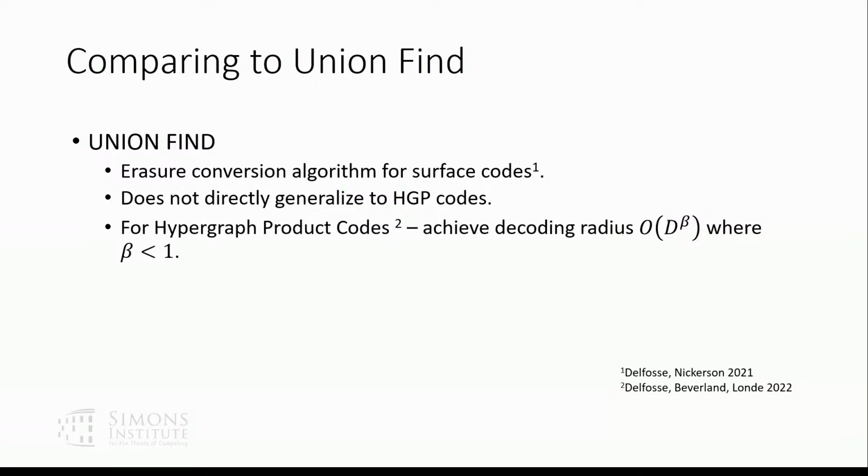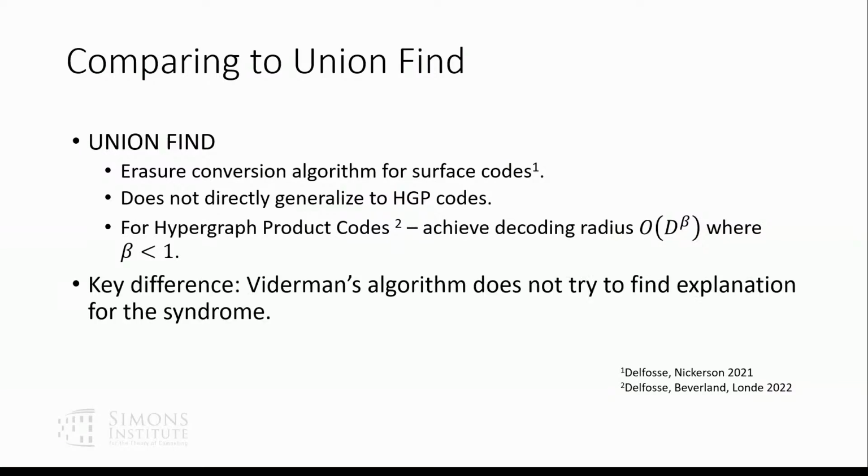And the way the algorithm works is very different, in the sense that when we do Viderman's algorithm, we're not trying to find an explanation for the unsatisfied parity checks. We're just trying to find a set of qubits we think are suspicious, but we're not trying to actually have them generate these unsatisfied parity checks. So they work in a very different method.